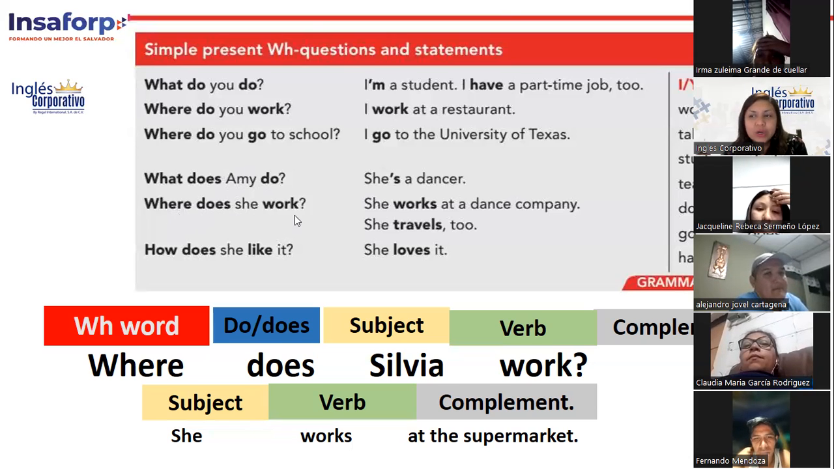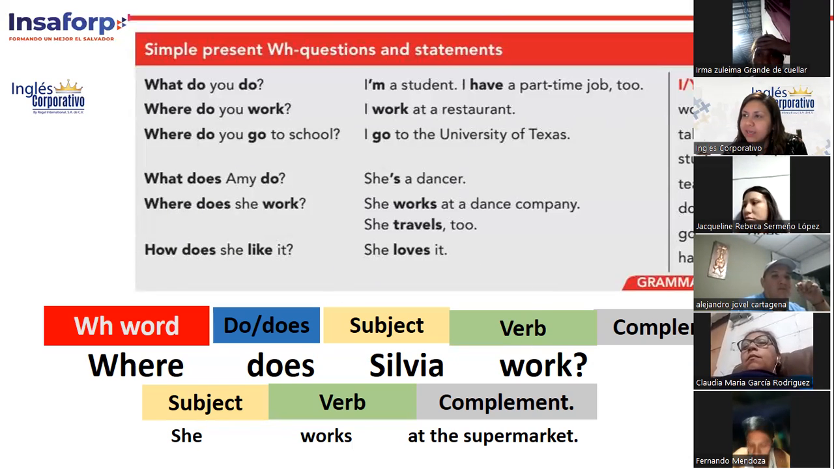Where does she work? She works at a dance company. She travels too. How does she like it? She loves it. And we can remember the class when I told you that you can link the sounds, right? Loves it. She loves it. She likes it. So, very nice. And remember the third person, we add the S when it's simple present affirmative.